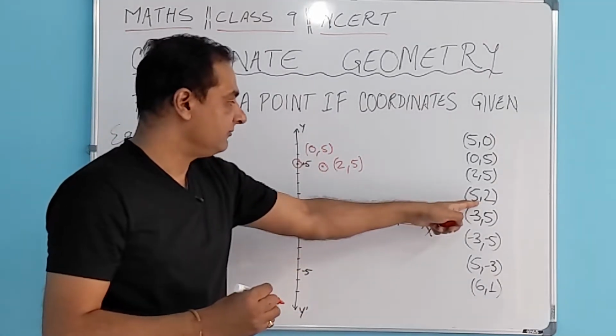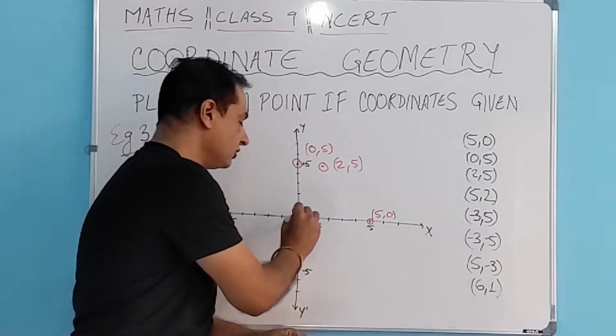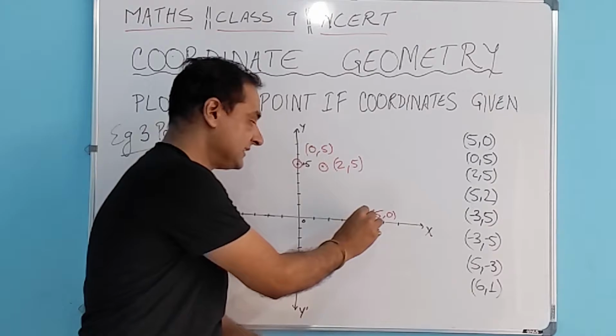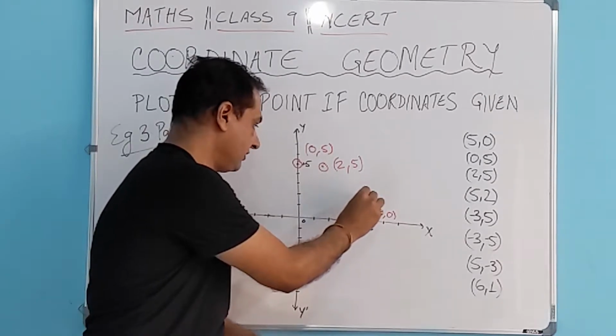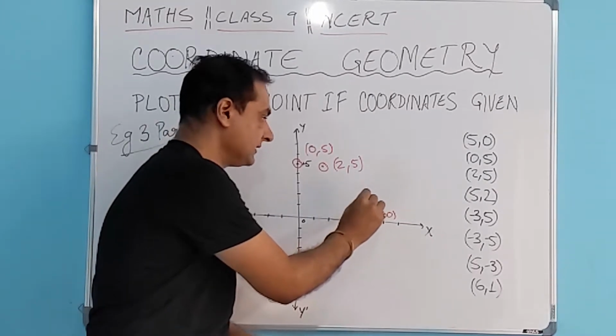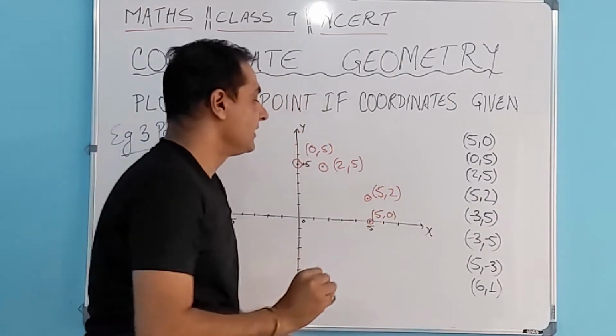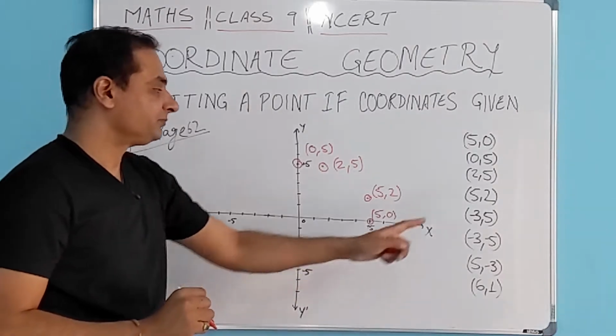Let's look at the next one, 5, 2. First, we go on the x-axis, positive direction 5. Then we need to look at the y-axis, which is plus 2. So we go up and we mark it here. This is 5, 2. Now we look at minus 3, minus 5.